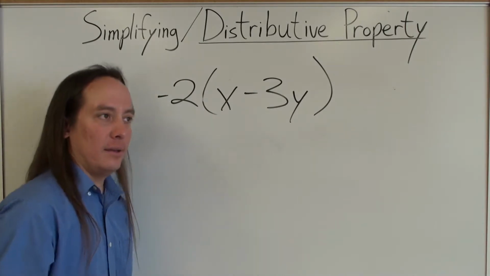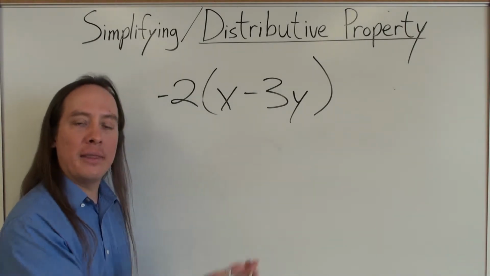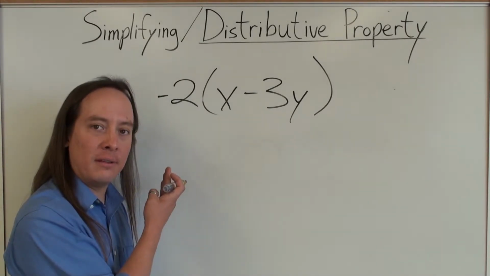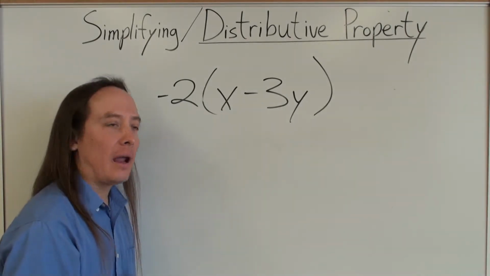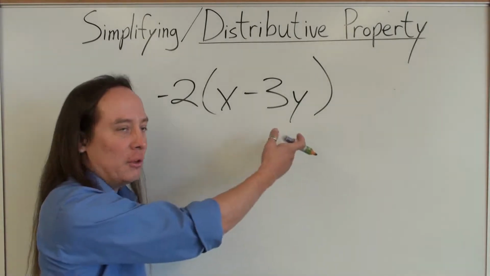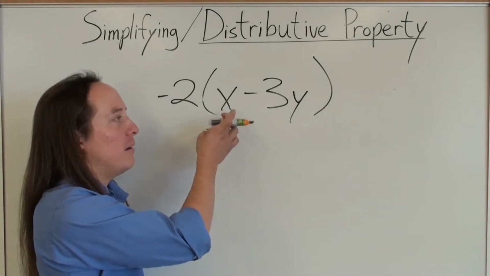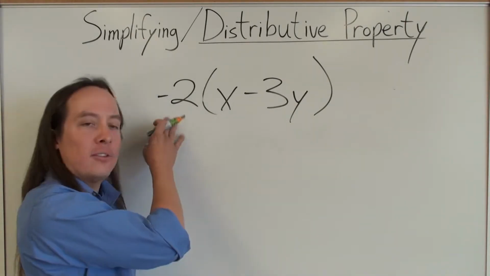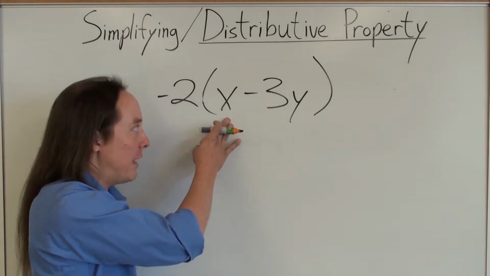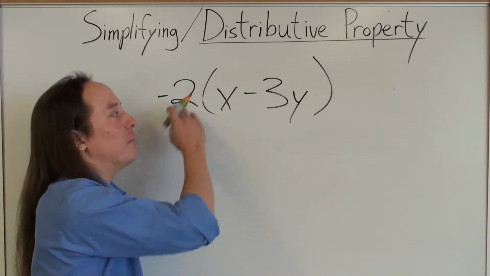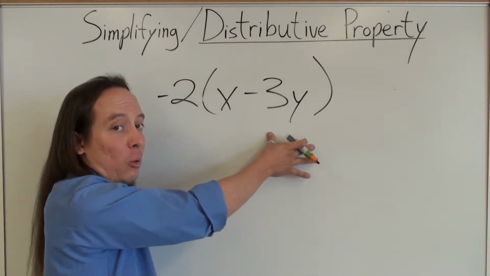Now, distributive property means that we're going to multiply the term that's outside the parentheses by each term that's inside the parentheses. And I already said that this is called a binomial, or a polynomial binomial, because there's two terms. So in other words, this term that's outside, the minus 2, is going to have to multiply by this one, by the x, and then the minus 2 is going to have to multiply by the minus 3y.